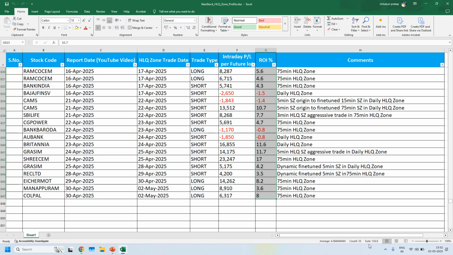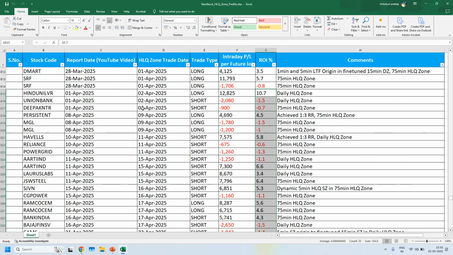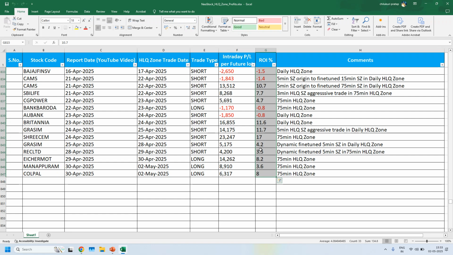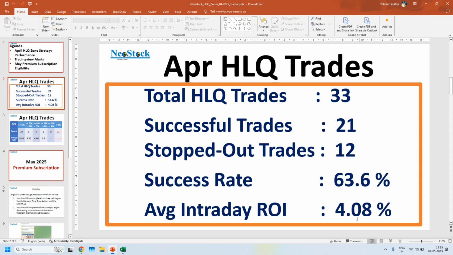And average ROI 4.08. See here with the mouse, the average you are seeing, because I dragged over the ROI column for this month's trades. Starting from the 1st April, from here 10.7 ROI till today's ROI, the average is showing 4.08, 4.084 something it is giving.